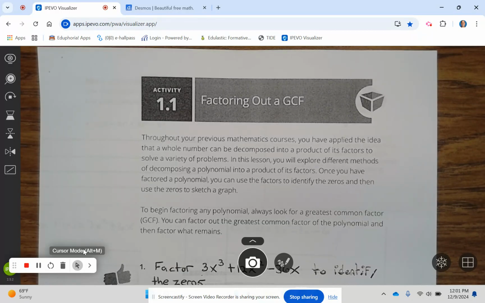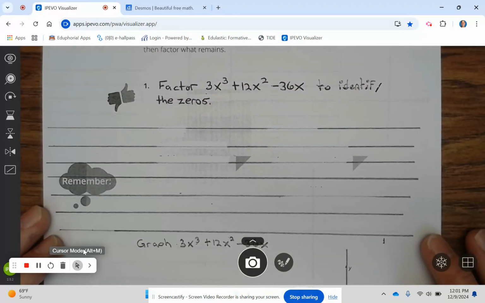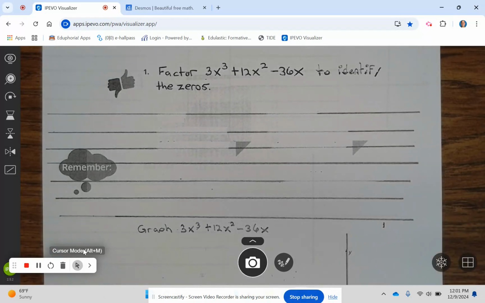Once you have factored a polynomial, you can use the factors to identify the zeros and then use the zeros to sketch a graph. To begin factoring any polynomial, always look for a greatest common factor, GCF. You can factor out the greatest common factor of the polynomial and then factor what remains. 1. Factor 3x cubed plus 12x squared minus 36x to identify the zeros.